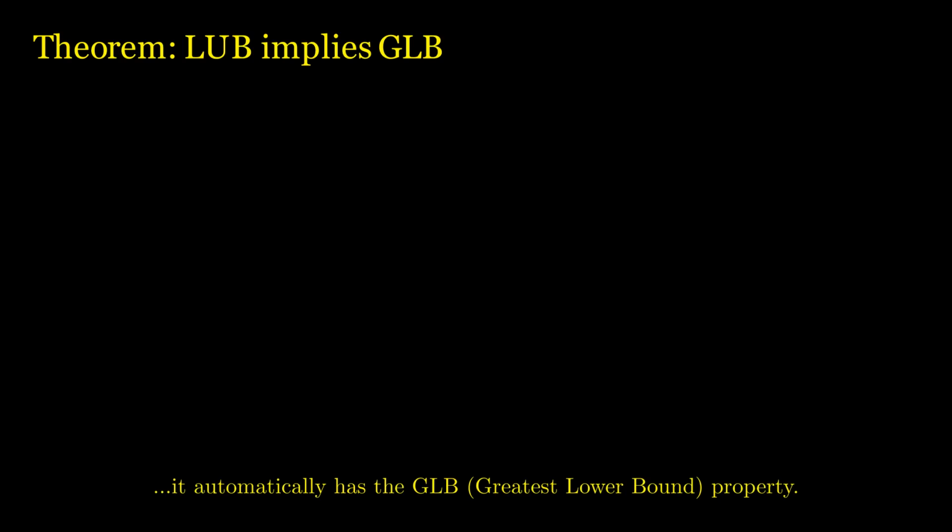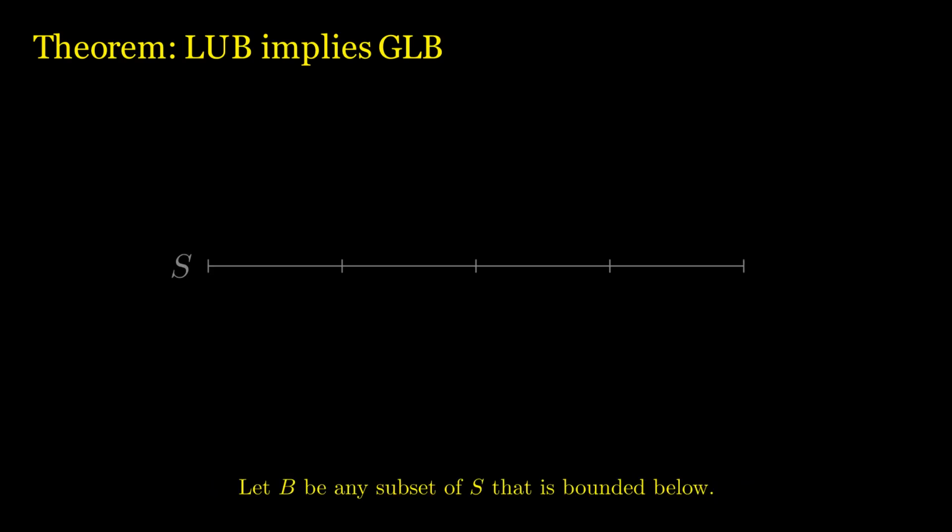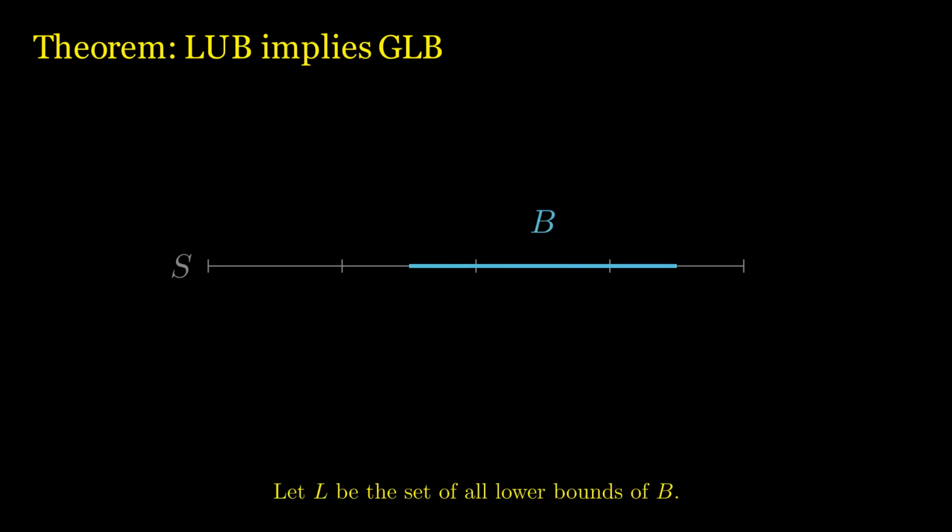In fact, if a set has the least upper bound property, it automatically possesses the greatest lower bound property as well. Let's show why. Consider a set B that is bounded below. How do we find its infimum using only upper bounds? We look at the set L, the set of all lower bounds of B.